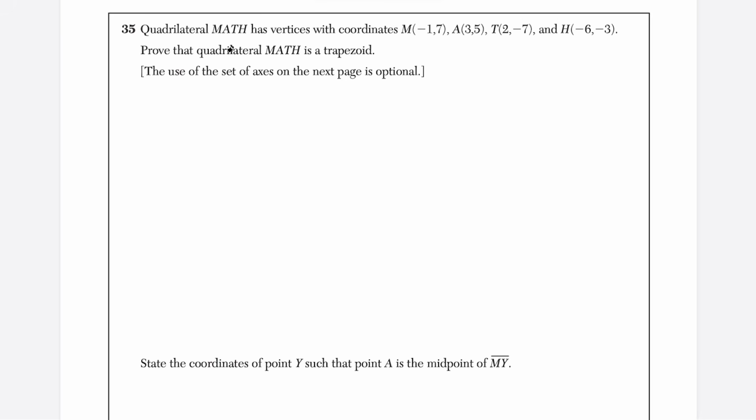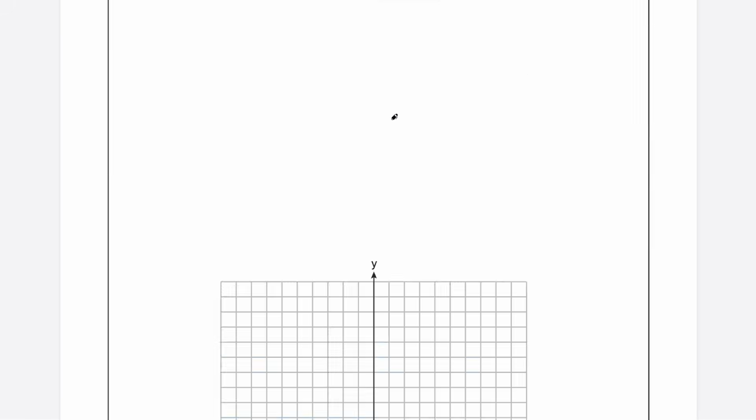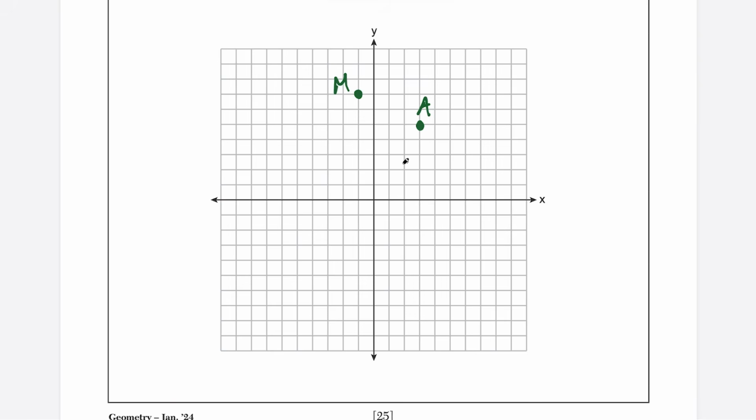So now we're moving on to part 4, the final boss, and this question is worth 6 credits. Question 35, we have quadrilateral MATH has vertices with these coordinates here, and we want to prove that quadrilateral MATH is a trapezoid. And for this question, we're going to use the set of axes on the next page to plot these points. So now that we have these points plotted and connected, it's very obvious that the pair of sides that are parallel are MA and HT.